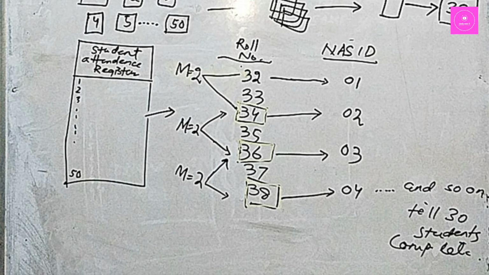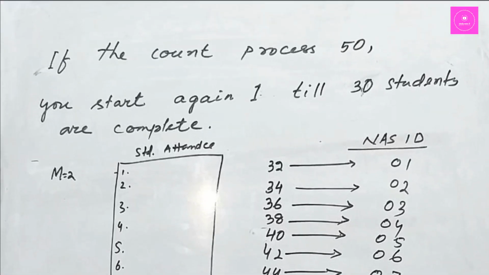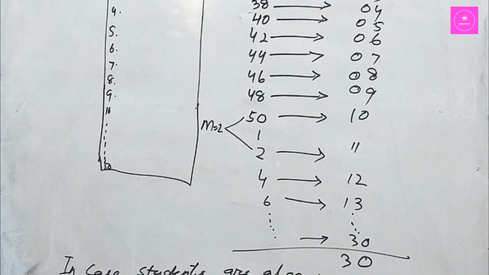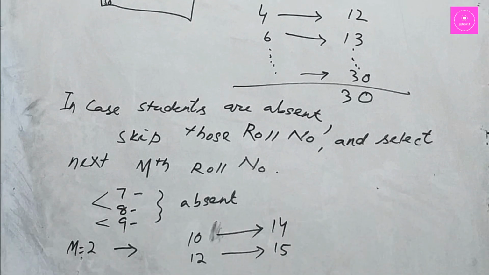Using the sampling interval M, select every Mth student. In this case, every second student. So 34, 36, 38 and so on till 30 students are complete. If the count crosses 50, start again from 1 till 30 students are complete. In case any students are absent, skip those roll numbers and select the next Mth roll number till a total number of 30 students are selected.